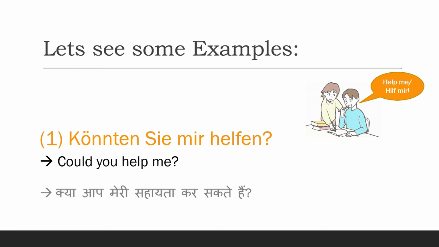Könnten Sie mir helfen? Could you help me? Here we are not saying können Sie mir helfen, we are saying könnten Sie mir helfen. This is the Konjunktiv, and it is the mostly preferred sentence because it is a very polite way of asking someone. Could you help me? Else we can say can you help me, but this sounds better. In the same way in German we have Konjunktiv II. So könnten Sie mir helfen rather than können Sie mir helfen or kannst du mir helfen. Yes, this is the better way of asking someone.